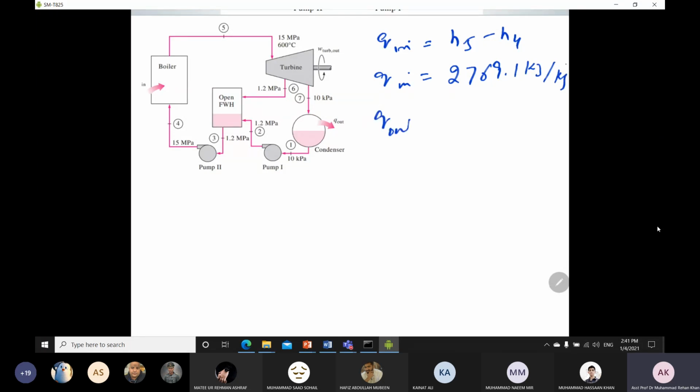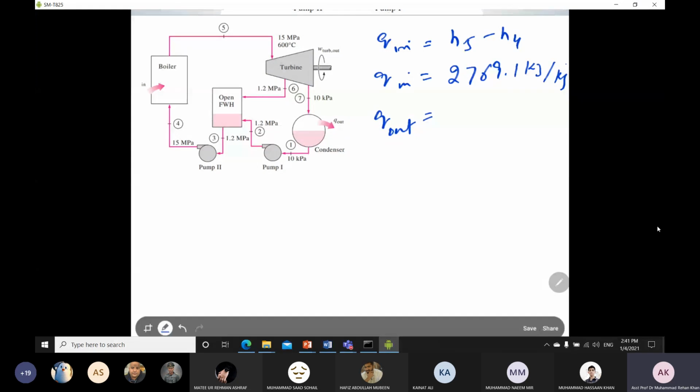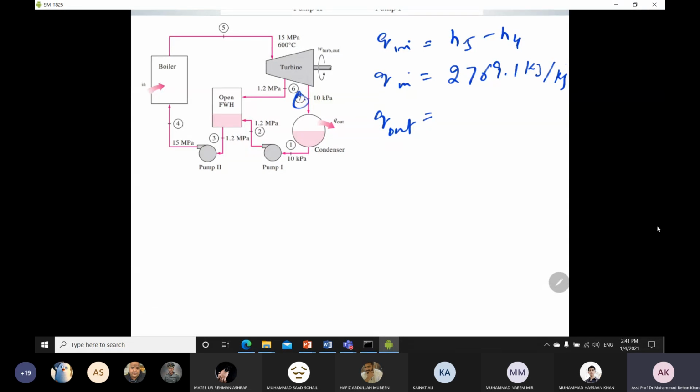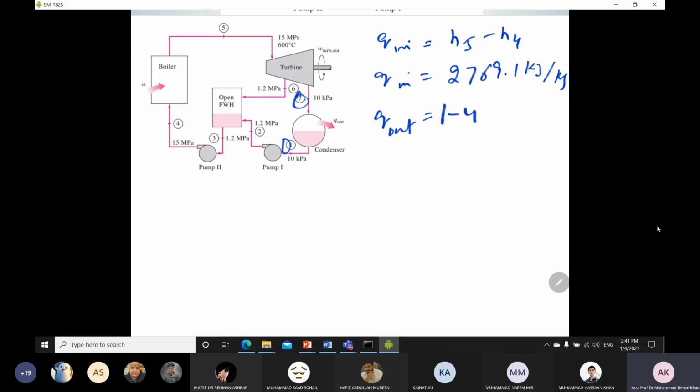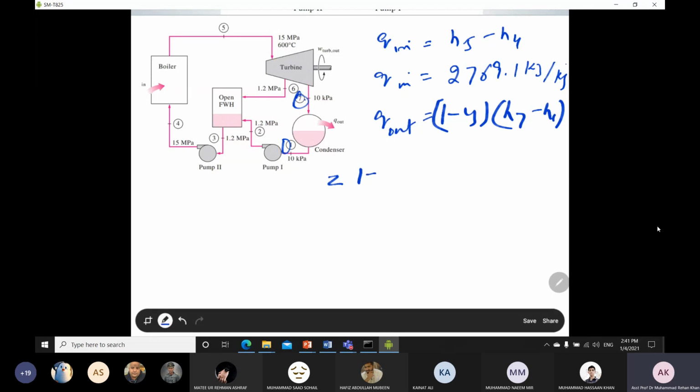So now coming towards Q out. Q out is between the condenser and point 1. So condenser, point 7 and 1. This is your Q out. And we already know the fraction that is going towards your condenser is 1 minus y. So Q out is 1 minus y times H7 minus H1.